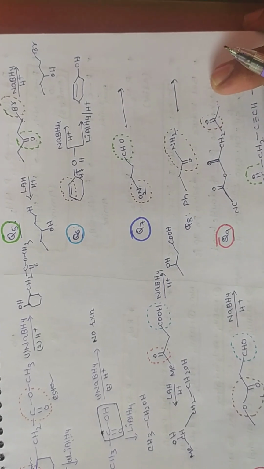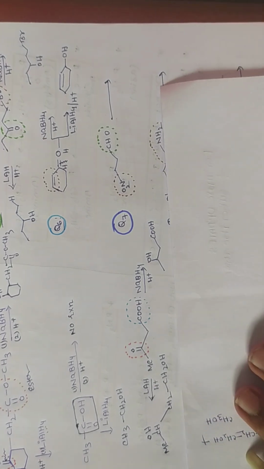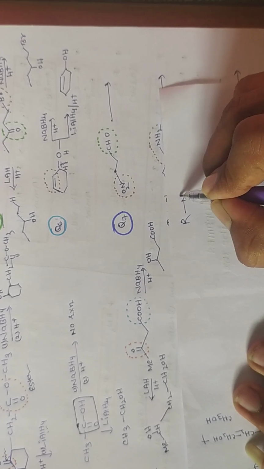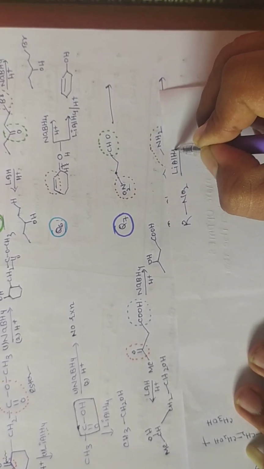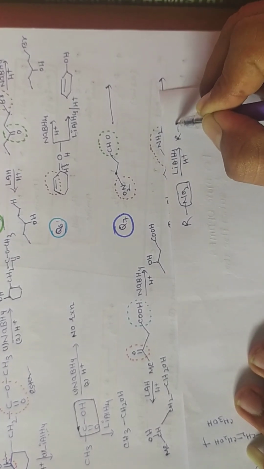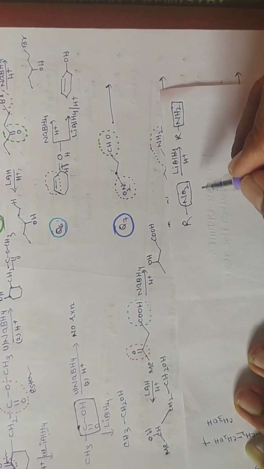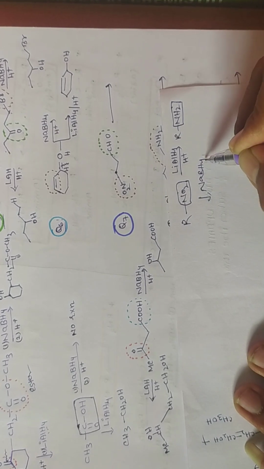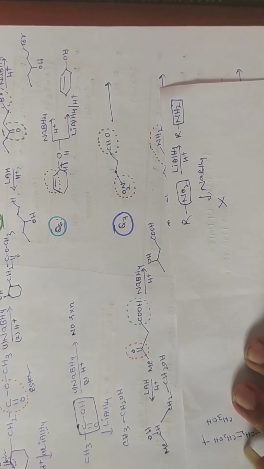Next, lithium aluminum hydride, sodium borohydride. Question number 7. Now this is an NO2 group. Yesterday we discussed that whenever RNO2 reacts with lithium aluminum hydride followed by hydrolysis, the NO2 group is converted into an NH2 group. Whereas, what about sodium borohydride? Sodium borohydride cannot reduce an ester. It cannot reduce a nitro group.